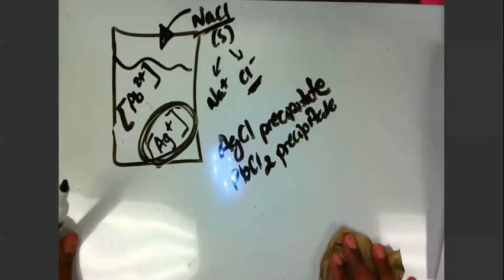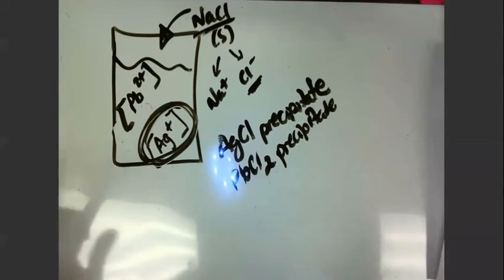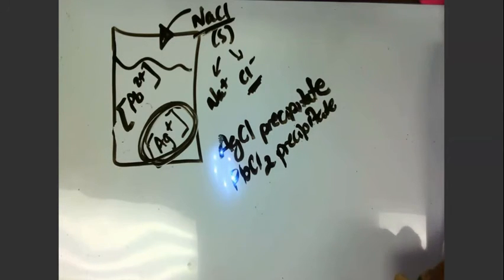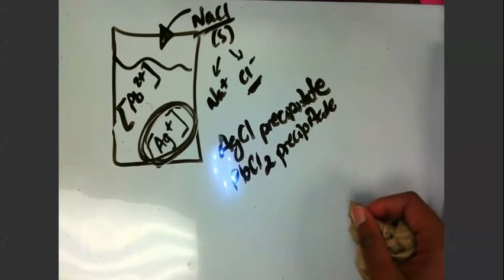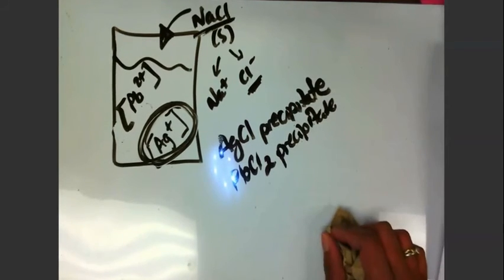We have Ag+ + Cl- reversible yield AgCl. And then we have Pb2+ + 2Cl- reversible yield PbCl2. If you're writing a K expression, your K expression would have the Ag+ and the Cl- in it, because you're trying to see what the solubility would be associated with that solid.